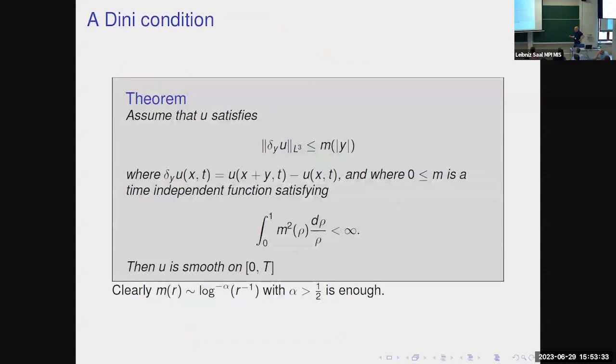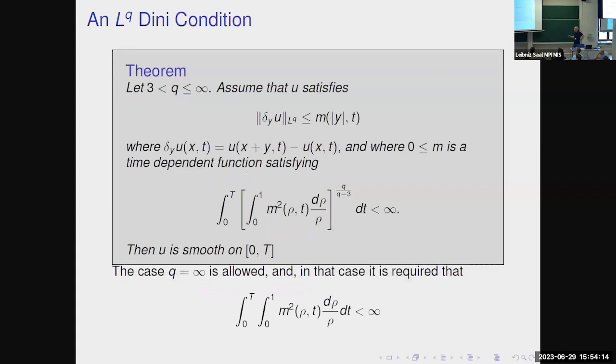These are all actually applications of the previous theorem or the method of proof. A Dini condition is something easier to state. You take the displacement at scale y, and you assume that there is some modulus of continuity. And now if I take it in L3, I will assume that this modulus of continuity is time independent. And you assume then the modulus of continuity has some integrability, a Dini condition. And then you have regularity. And the Dini condition here, you can have a log to the minus alpha, where alpha is larger than 1/2. So you have regularity. So this is an application of the previous theorem for L3.